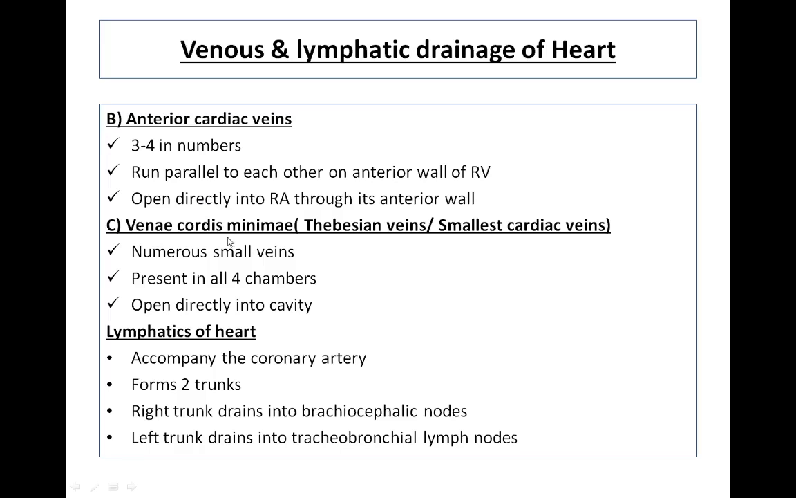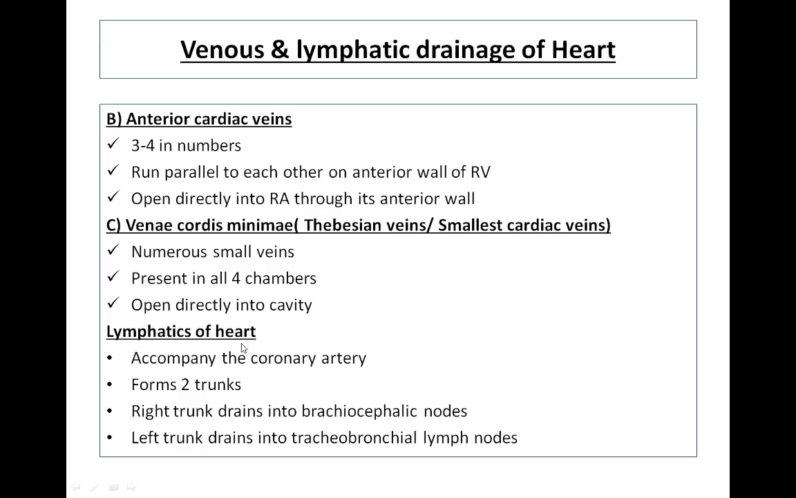Then venae cordis minimae, or Thebesian veins, or smallest cardiac veins. These are numerous and present in all 4 chambers, and open directly into the cavity. Some veins are present on the right atrium, they will open into the right atrium. Some veins are present over the right ventricle and left ventricle, they open directly into those ventricles. So they are over the surface of the heart and will drain into the corresponding chambers of the heart.